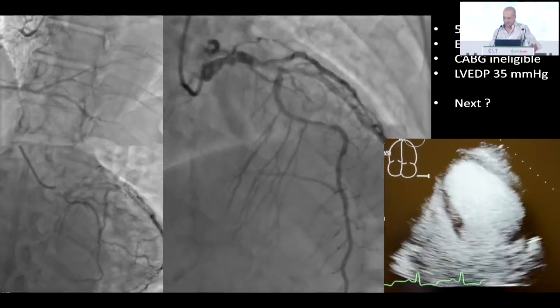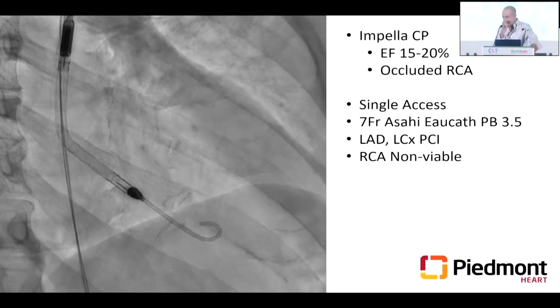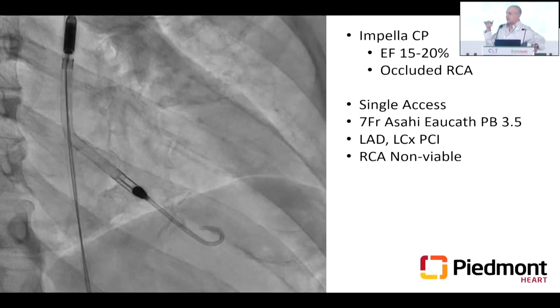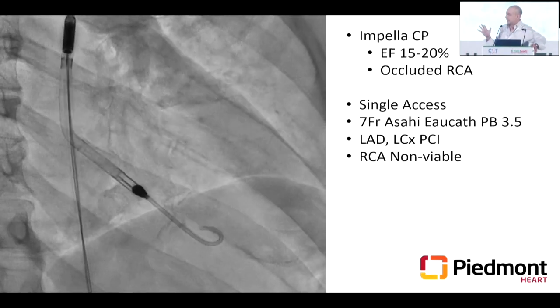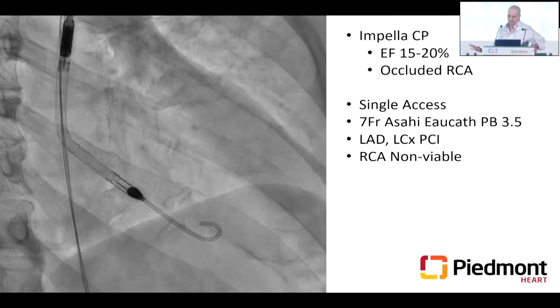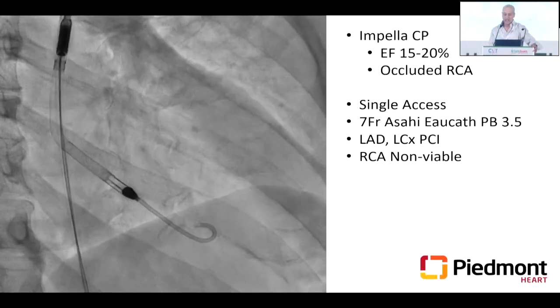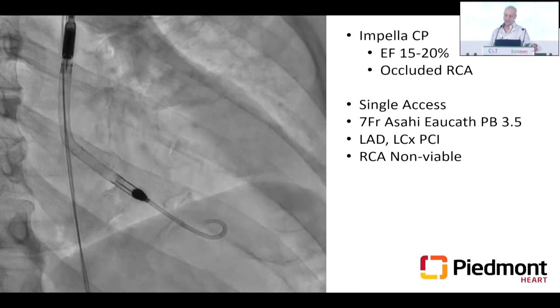So we got a PET viability study, and in fact, what we found is that the inferior wall and the RCA system was not viable. So at this point, the whole left system is all viable. So we decided to go ahead, and so we placed an Impella CP. This was after he got diuresed and optimized.